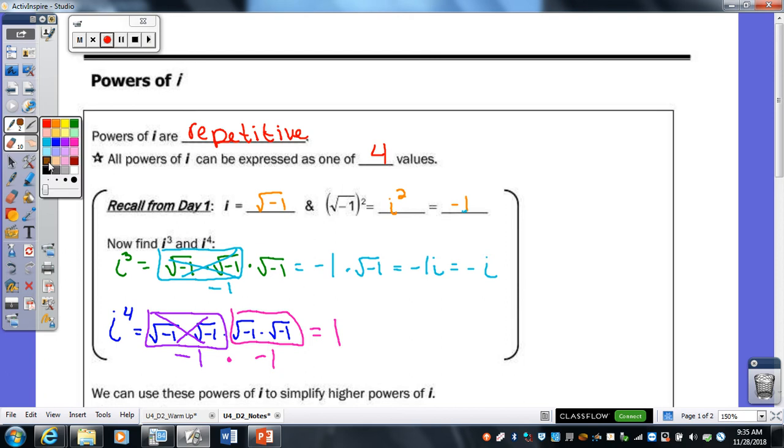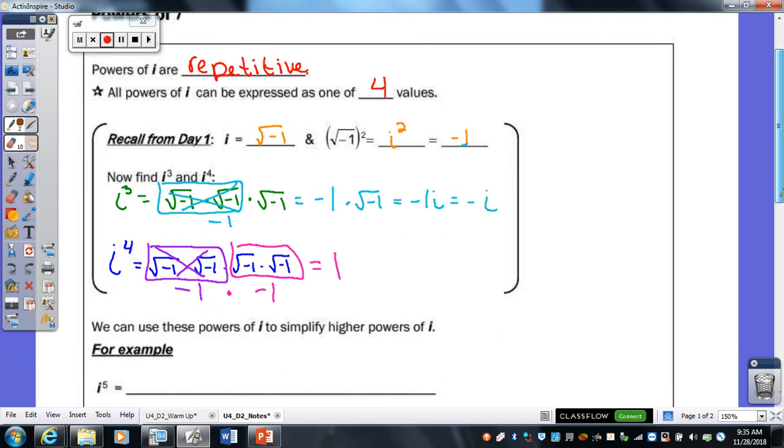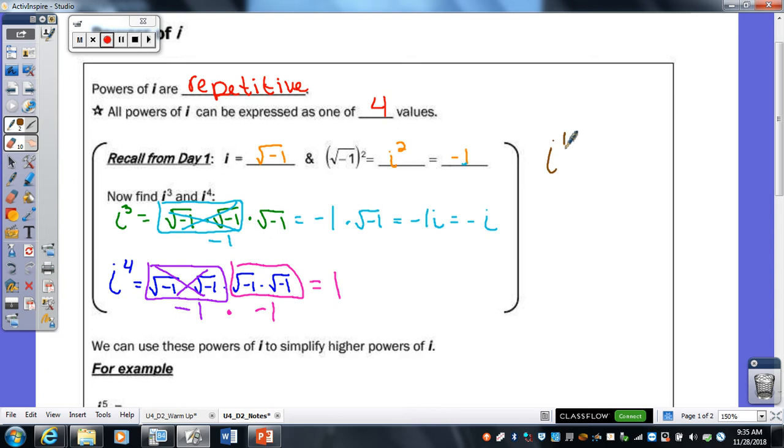So our pattern that we have, we'll write it over here. I to the first is just simply I. I squared is -1. I to the third is -I. And I to the fourth is +1. And it just keeps going through that pattern over and over and over again.